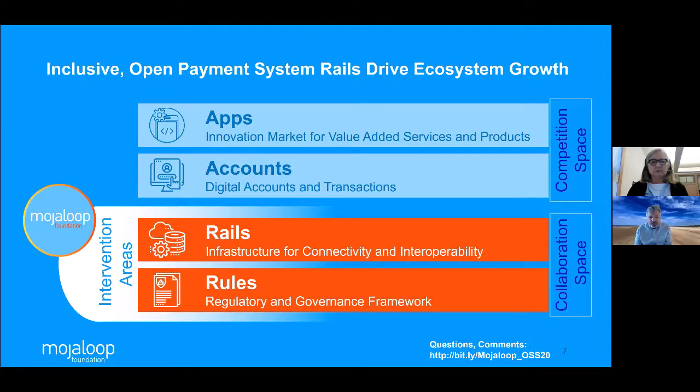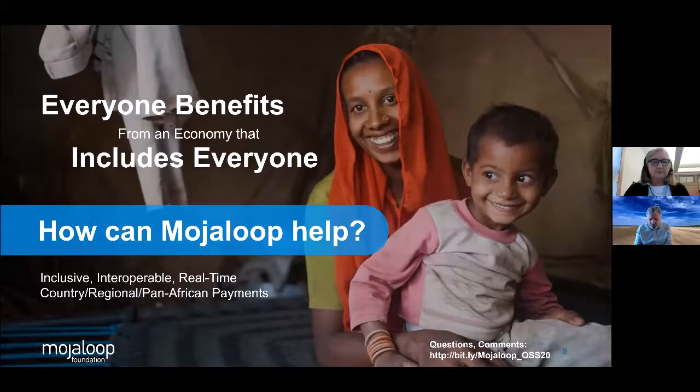So that's the stage that I wanted to set for Mojaloop, and I will now hand over to Paula, who can explain how Mojaloop enables this economy that is open, where everyone benefits from an economy that includes everyone. Paula, please, the floor is yours. Thank you, Costa. I'll switch over to my deck.